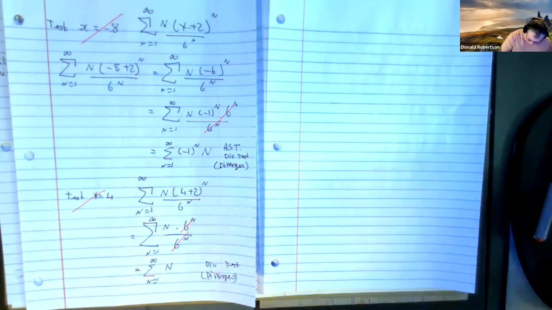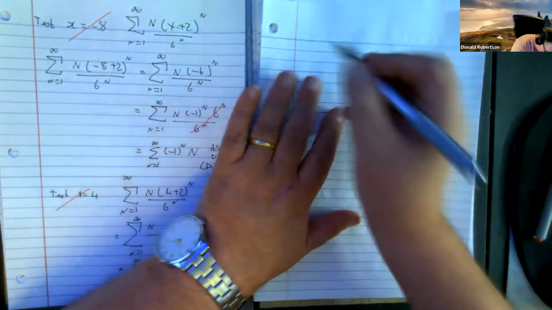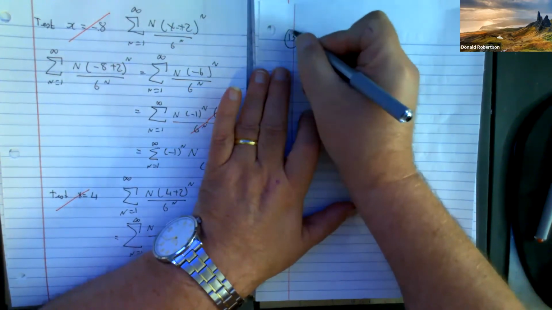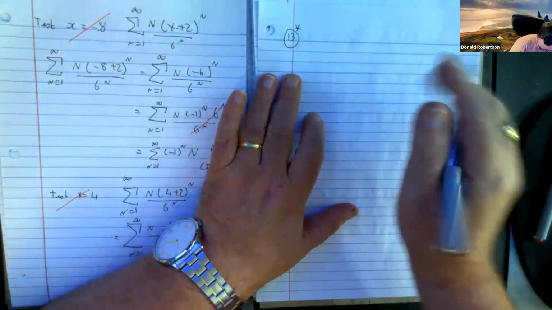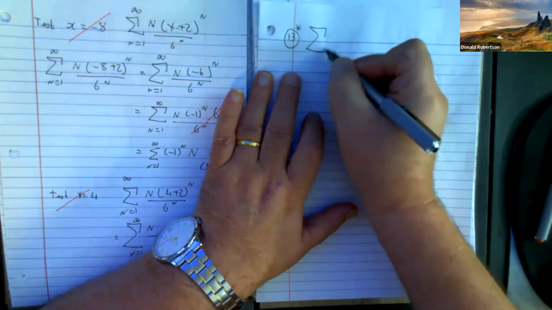So I promised you a weird one, and weird one it is. So there are 2 of them. The first one is 13, or a version of 13.